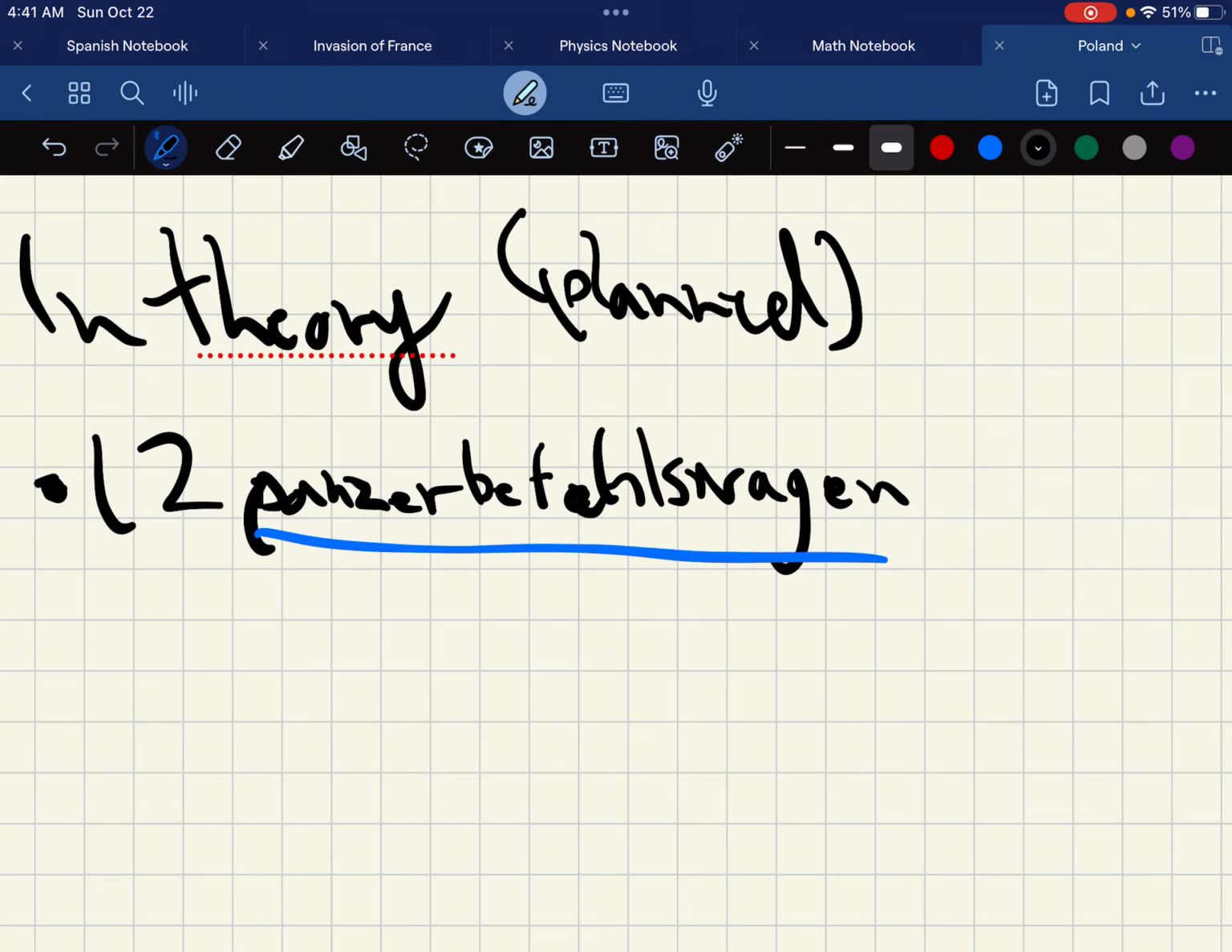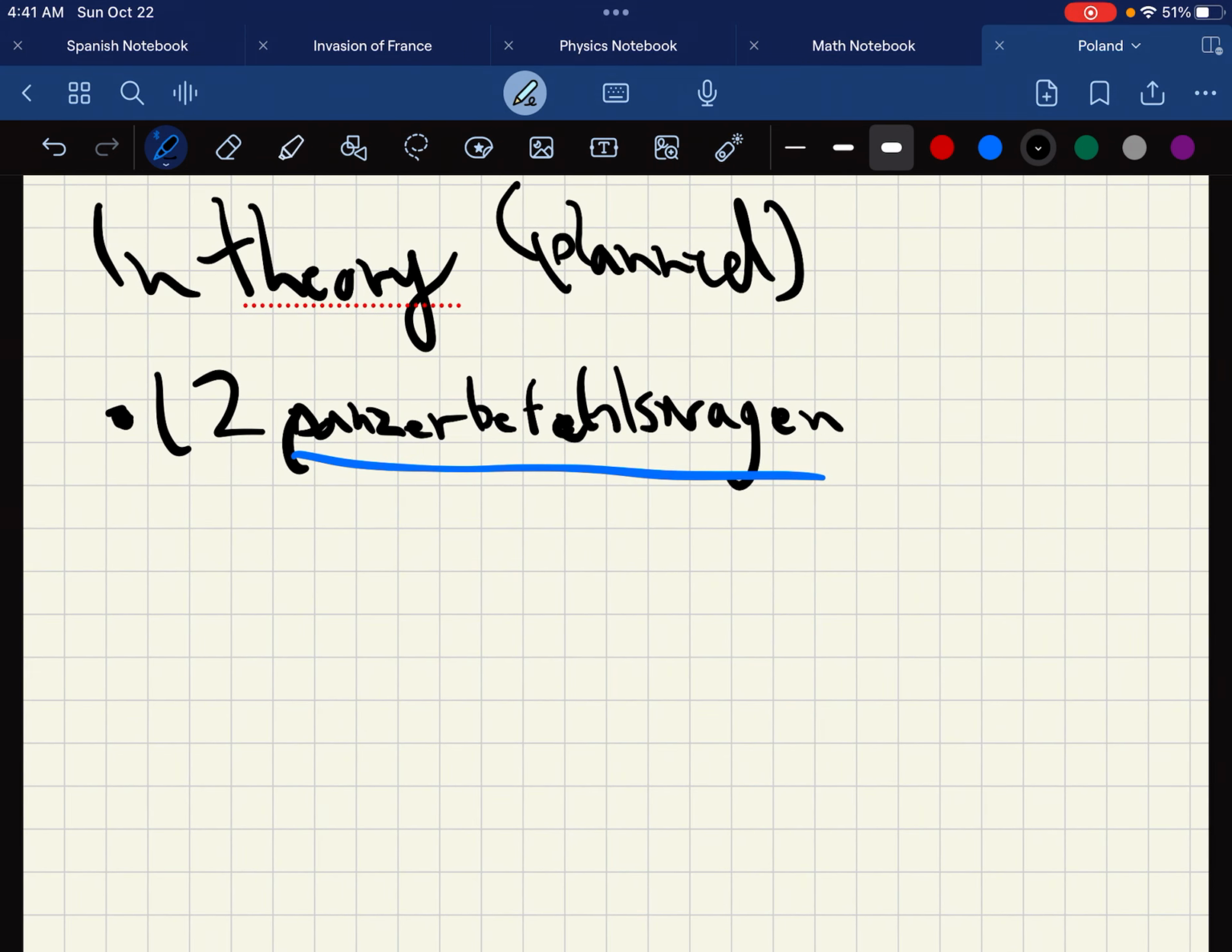There's, in theory, supposed to be 12 of those, actually. So that means 6 in each Panzer regiment, because all 12 of these were in the tank brigade. And then there's supposed to be a good amount of Panzers, like idealistically, around 100 or so Panzer IIs.